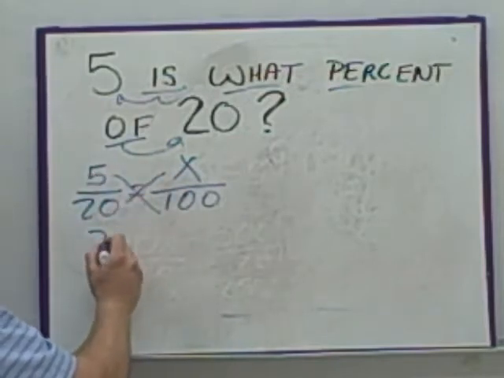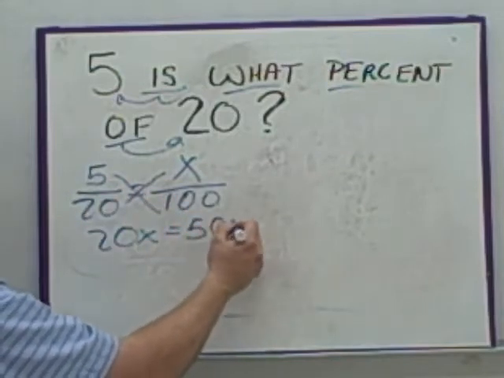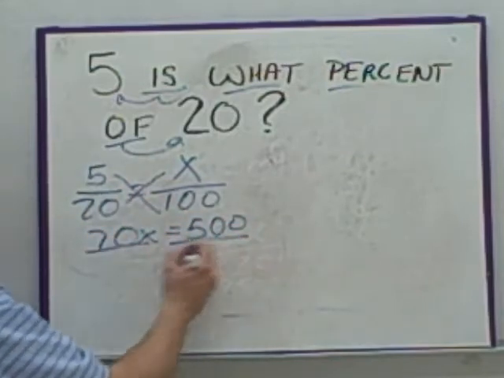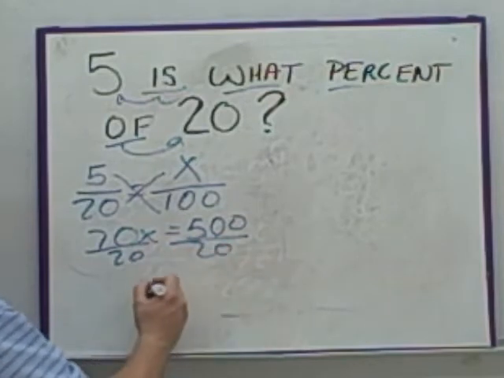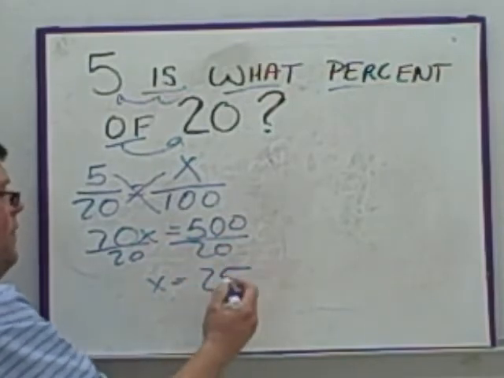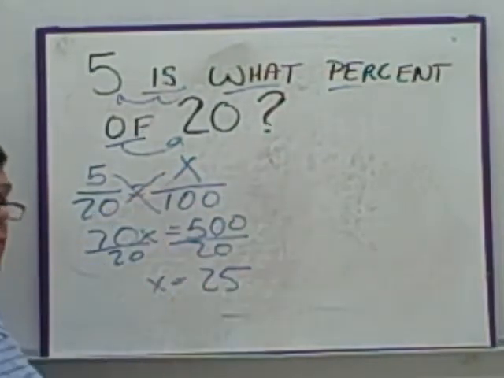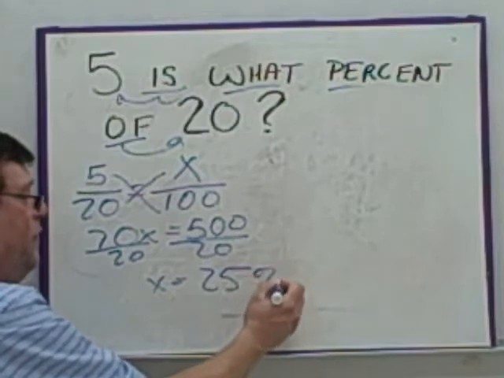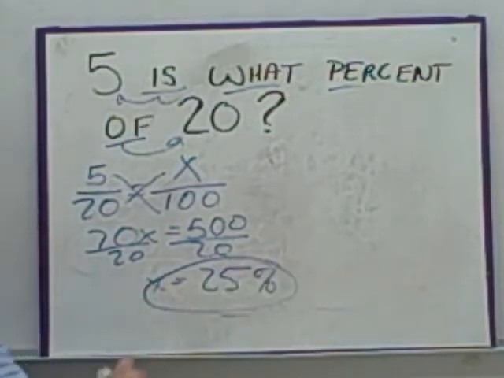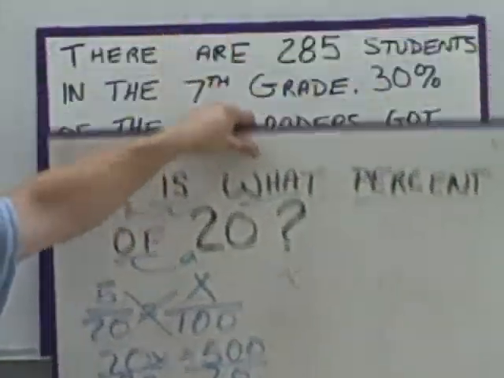Cross multiply. We get 20 times x is 20x. 5 times 100 is 500. Divide by the 20, and we get x is equal to 25. And in this case, since the unknown was a percent, we have to put the percent sign on the end here. So we get x is 25%. Don't forget those percent signs on the questions they ask for the percent.